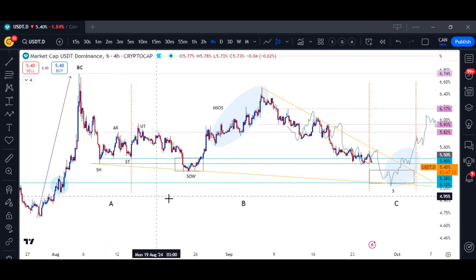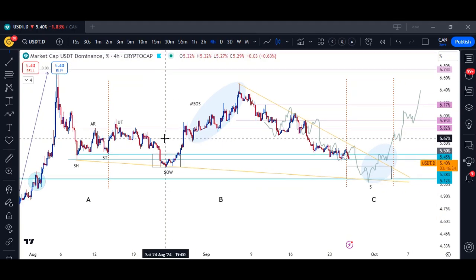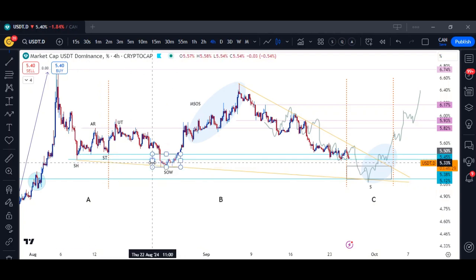Now what happened in phase B? After the secondary test, we got an upthrust movement, and this caused a distribution phase in the market. As you can see, a lot of buys and sells happened in the market, bulls and bears fighting to gain control, and it caused a long time of distribution in the market.